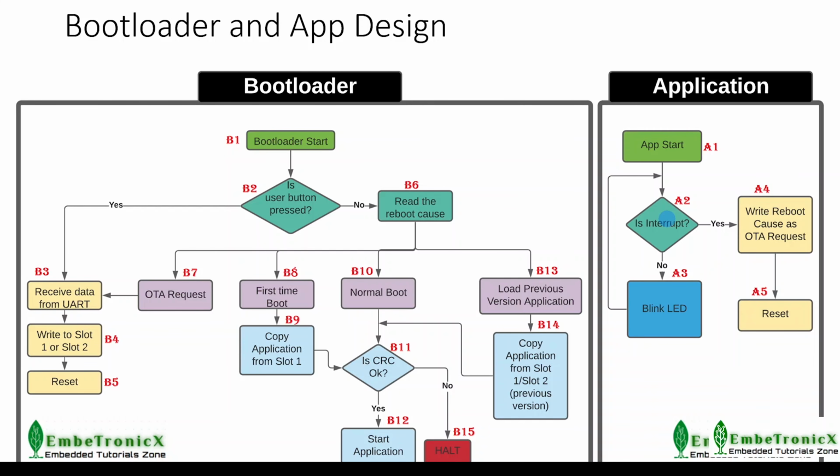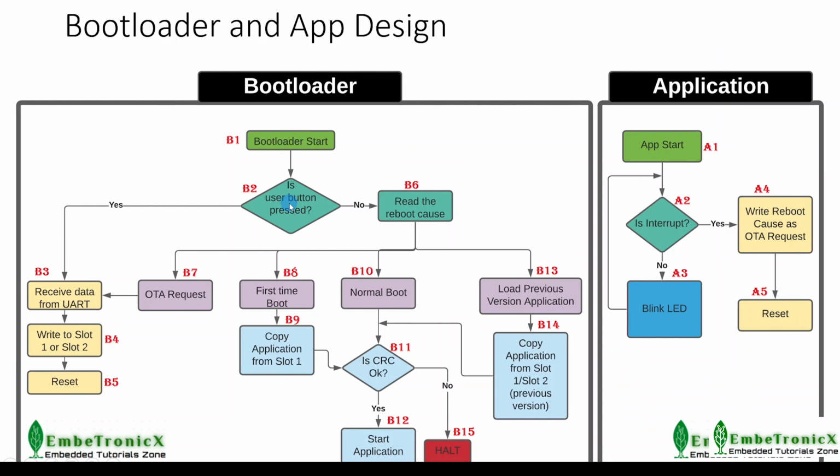Here we are assigning one GPIO interrupt that helps the application to know whether the user wants to update the application. If the interrupt got triggered, then the user wants to update to the newer application. If the interrupt is not triggered, then it will blink the LED and check this again and again in a loop. This is a very simple application; you can implement it based on your need. When the interrupt has arrived, it will write the reboot reason as an OTA request and reset the controller.